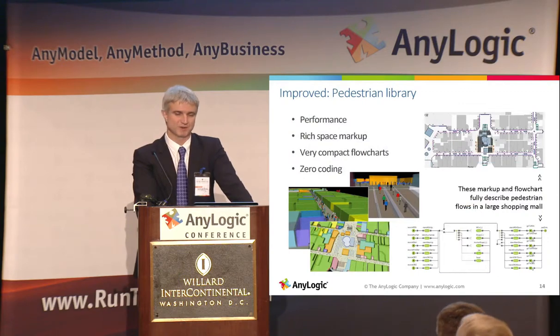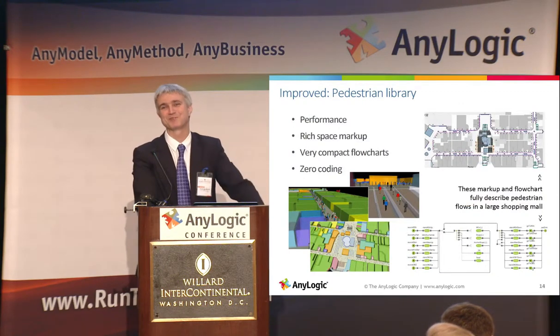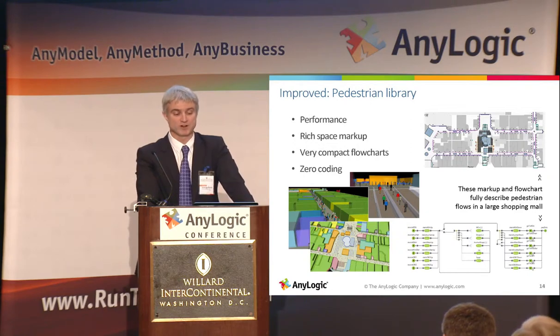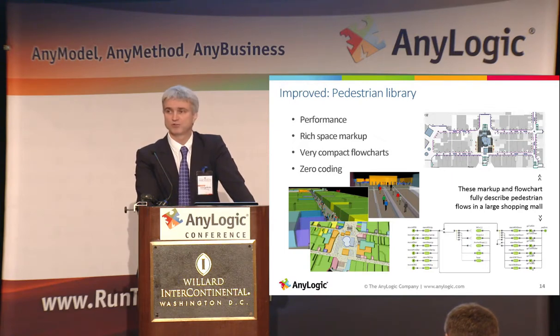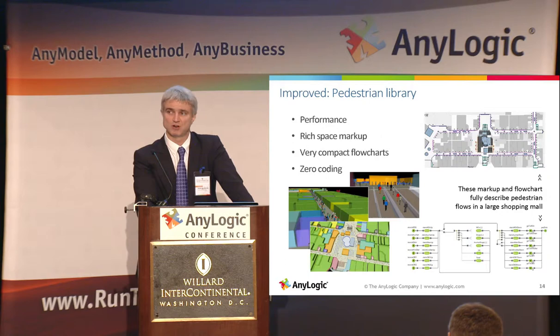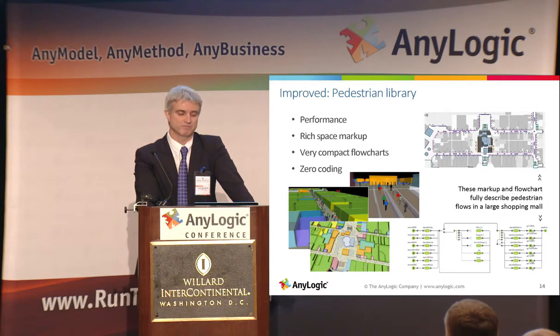The pedestrian library is probably, in terms of verticals, our highest vertical now, because with the new markup, pedestrian models became very compact. For example, this is a model of shoppers at a shopping center, only probably 25 objects. And we also increased the performance of pedestrian models. In a pedestrian model, there is actually zero coding. It's all drag and drop, and you can rapidly put together very sophisticated pedestrian models with AnyLogic 7.